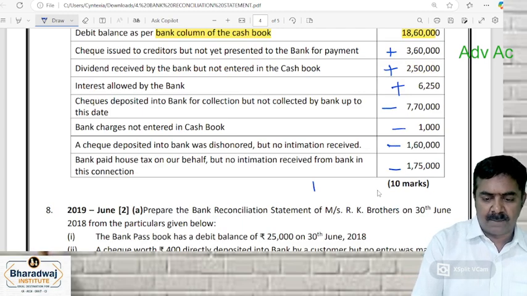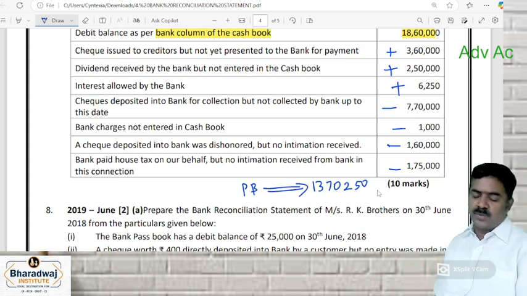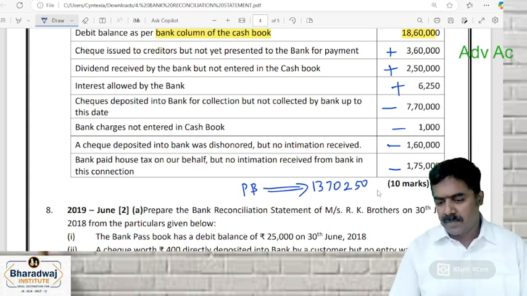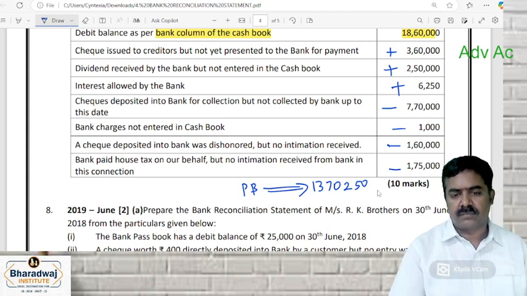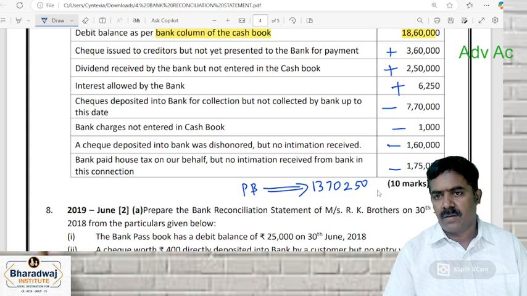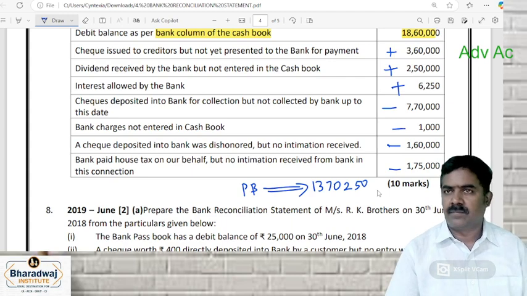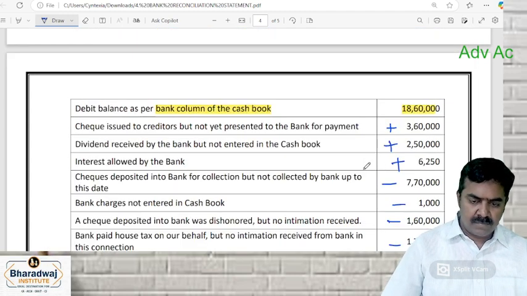Minus or plus? 13 lakh. This is balance as per passbook. Balance as per passbook. Proceed பண்ணலாமா? Next.